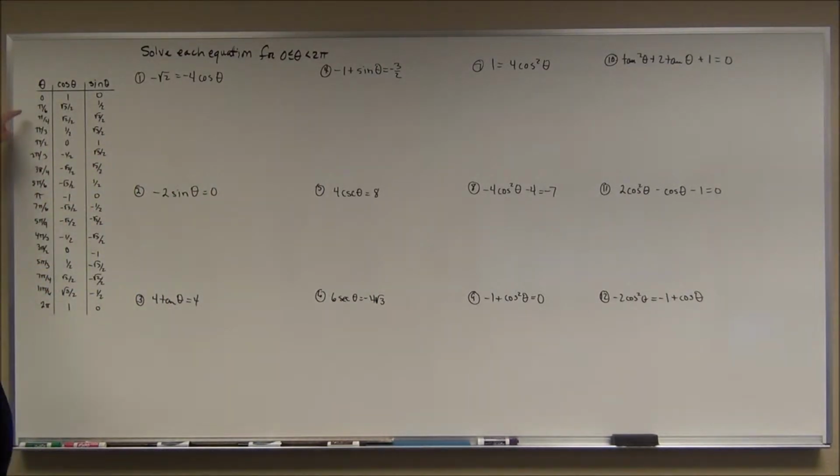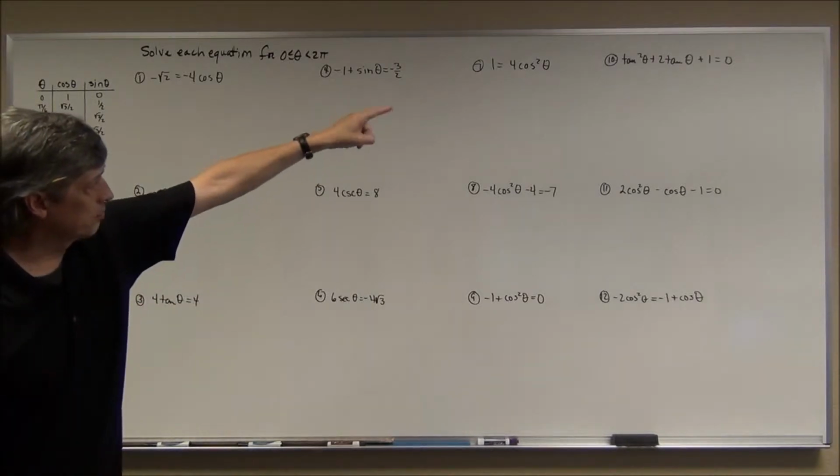So I went ahead and listed all the multiples of 30 and 45 degrees, or all the multiples of pi over 6 and pi over 4, and what their sines and cosines are. Because if I know the sines and cosines, I can figure out tangents, because I have to do a tangent one here, and problem number 10.